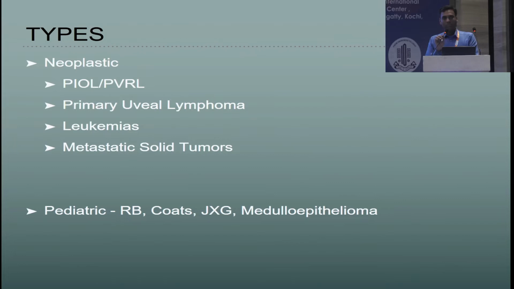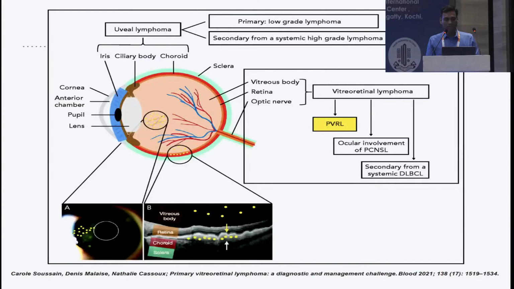Now, when the cells are determined to be neoplastic, it is important to figure out what kind of a neoplasm it is, and there are multiple neoplastic entities which we come across in ophthalmology, like primary vitreoretinal lymphoma, uveal lymphoma, leukemia, and metastatic solid tumors. And in the pediatric age group, RB, Coats, juvenile xanthogranuloma, and medulloepithelioma are also seen.